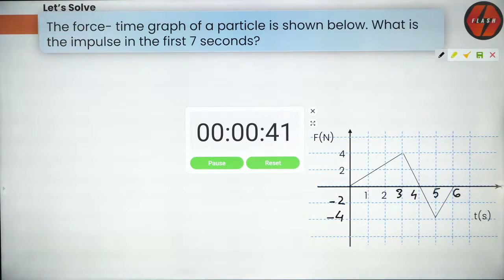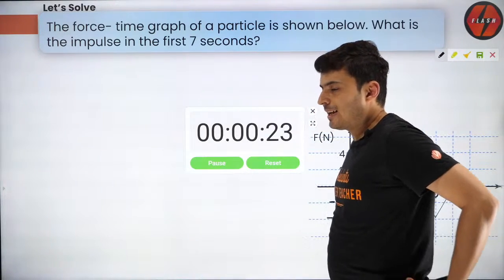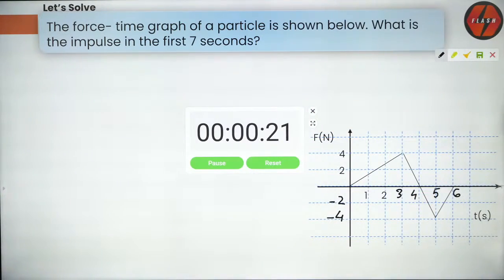Come on, everyone, be careful, be very careful. Again, I'm telling you, be very careful. I'm showing you the graph, I'm standing here so that you can see the graph. Come on.